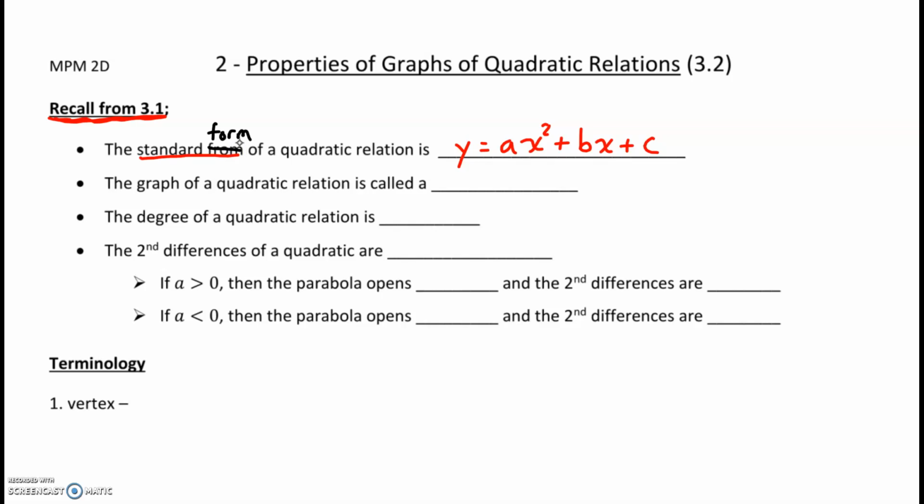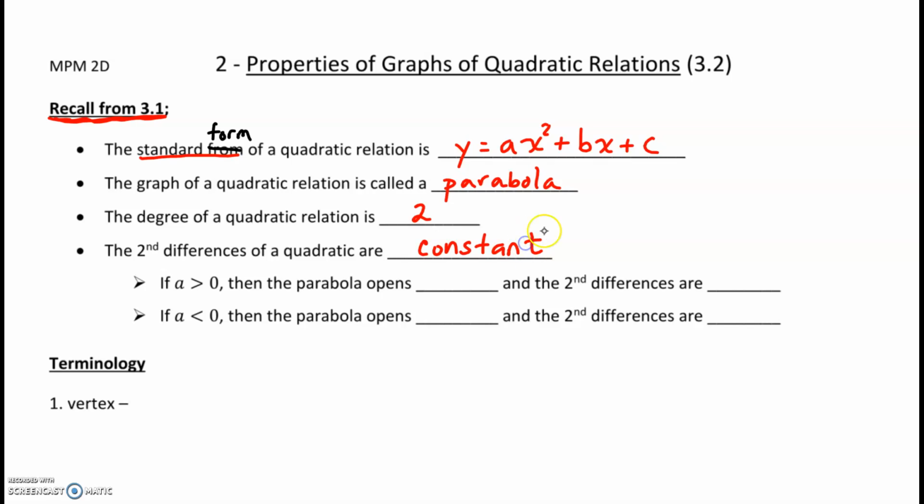All right. The graph of a quadratic relation is a parabola. We know it looks like a U shape. The degree of a quadratic relation is 2. The second differences of a quadratic are constant.